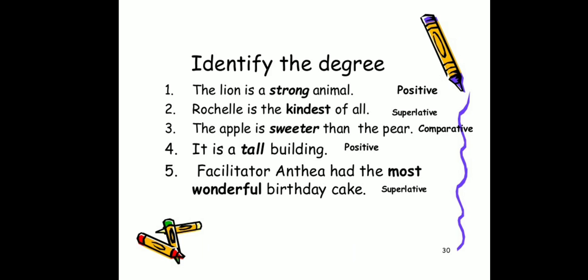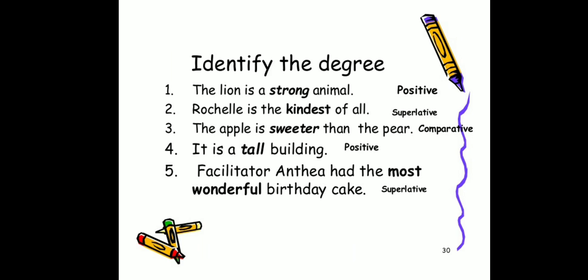Identify the degree. The lion is a strong animal. How is the animal? Strong. Here there is no comparison, so it is positive. Rachel is the kindest of all. Understand? Here the comparison is made among many, so the kindest is superlative. The apple is sweeter than the pear. Here the comparison is made between the apple and the pear, so sweeter is a comparative adjective.